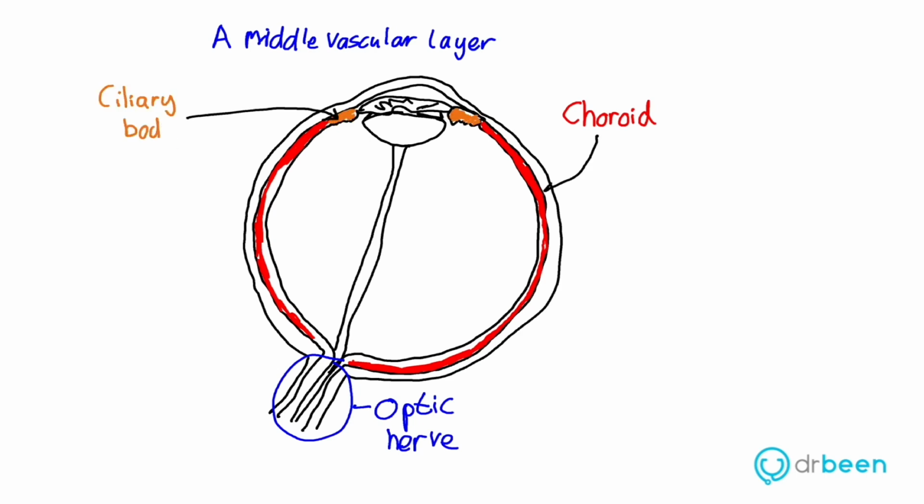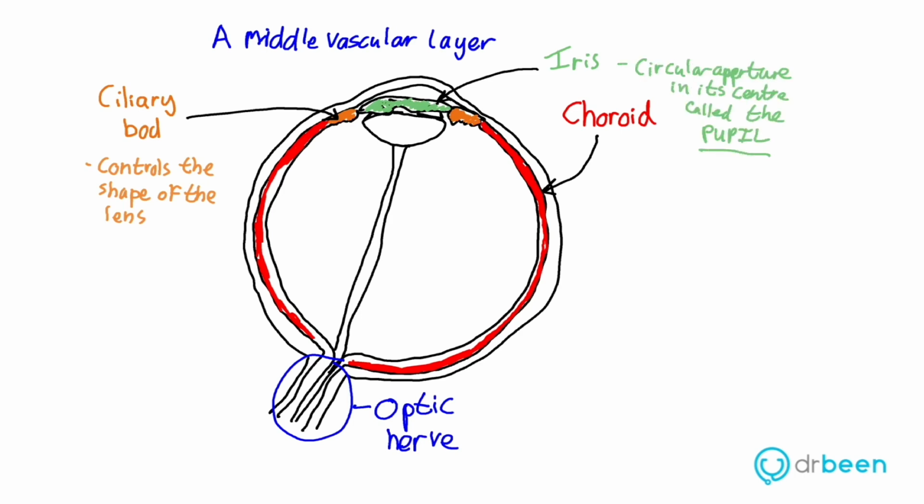The ciliary body controls the shape of the lens and contributes to the formation of aqueous humour. The iris, on the other hand, has a circular aperture in its centre. Does anyone know the name of the circular aperture? So great if you got that, it's the pupil. So the circular aperture in the centre of the iris is called the pupil. The iris is located between the lens and the cornea.